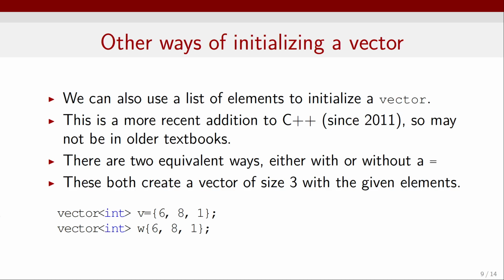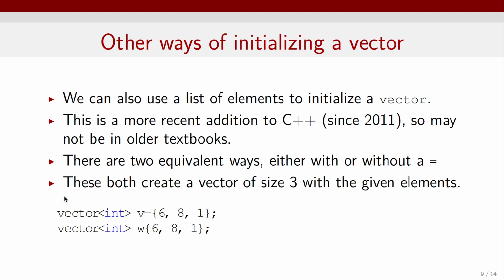There are a few more ways of initializing a vector. For example, we can also use a list of elements to initialize a vector. This is a more recent addition to C++ that was added in 2011. So if you look at older textbooks, you may not find this way of defining a vector, but it should be there in more recent textbooks published after 2011. There are two equivalent ways, either with or without an equals.